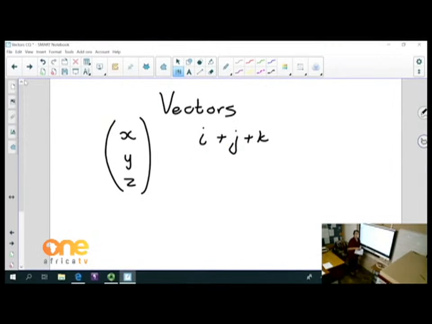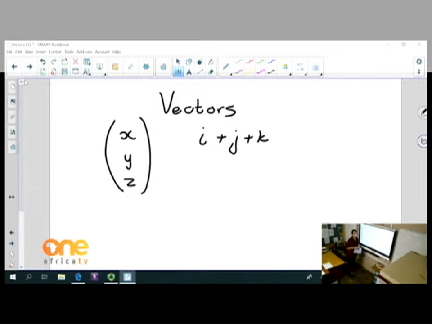Good morning, grade 12s. We're looking at vectors, and today we're going to look at Cambridge questions on vectors to give you an idea how they ask it in the exam. Let's just first look at our background knowledge.